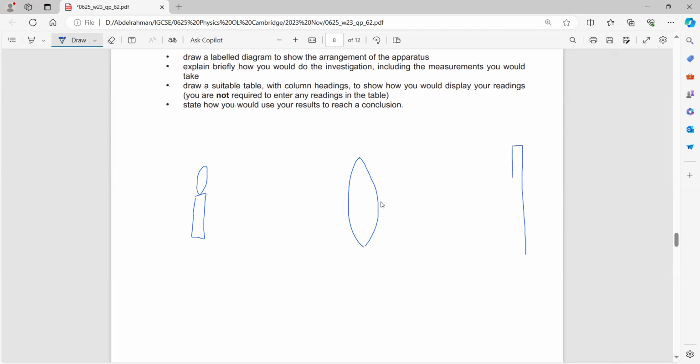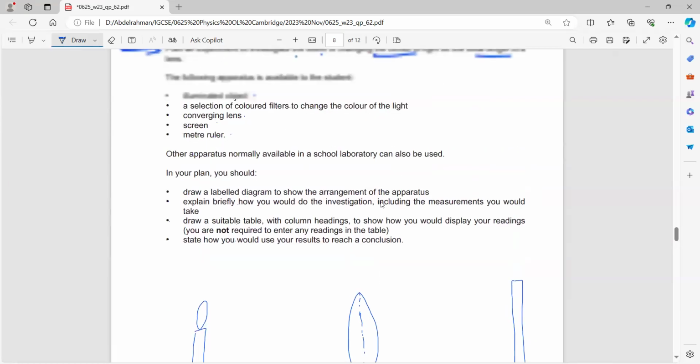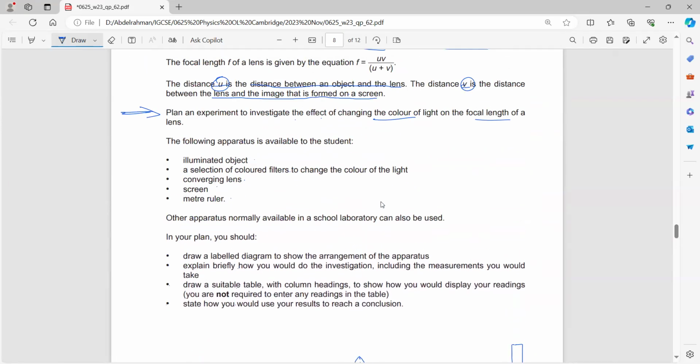صح. أنا I will label them دلوقتي. ادي الأوبجكت، اللينز and the screen. Okay, but there's one small addition that we must add for this question: the filter. He said he will use a filter to change the color of the light.